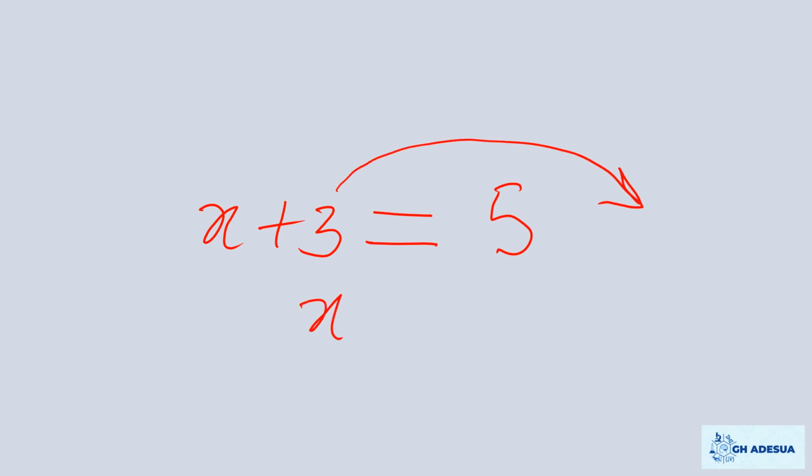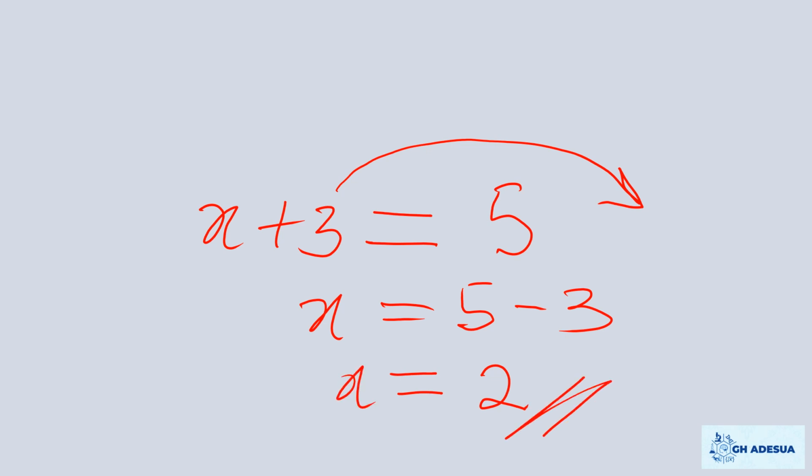So a simple equation can be x plus 3 is equal to 5. If you want to find x, you keep x on the left hand side, then the 3 will cross the equal sign, so it will become 5 minus 3. And 5 minus 3 is 2. Therefore, x is equal to 2.